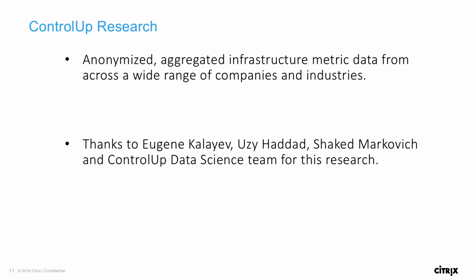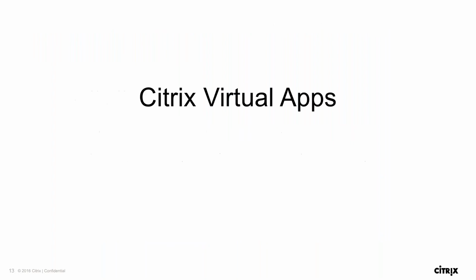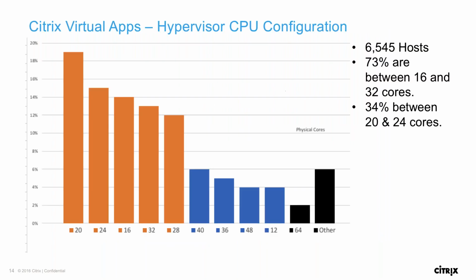So I do want to mention before we get into some of the data, there is a great article on the Citrix Tech Zone by Nick Rendelin on single server scalability, both for Citrix Virtual Apps and for Citrix Virtual Desktops. We leverage some of this when we look to figure out what data we want to look at. So I highly recommend the article, and you can see the link there. If you just search Citrix Virtual Apps and Desktops single server scalability, it's one of the first Google hits that you'll find. So let's jump into the Citrix Virtual Apps data.